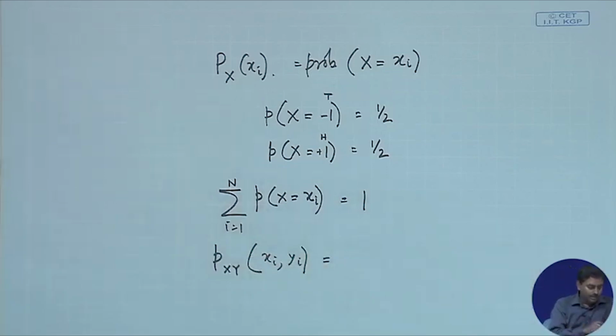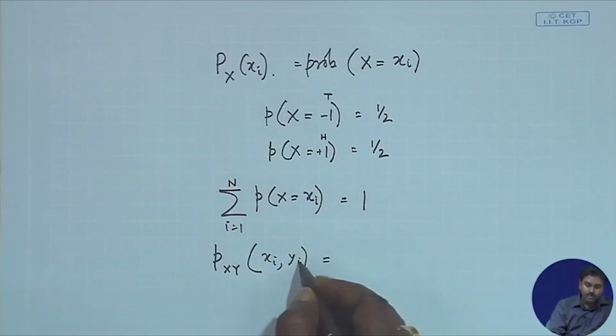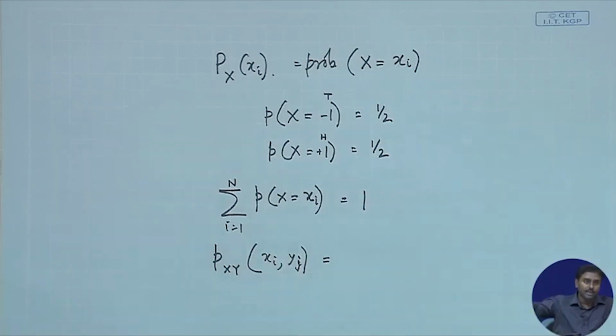So, this is something which can be defined. This might not be just the same i, it might also be y_j, because that might have a different variability altogether. This is called the joint event and the associated joint probability.